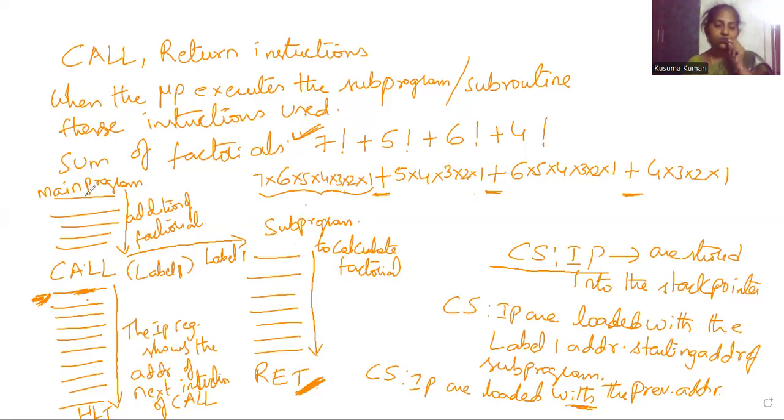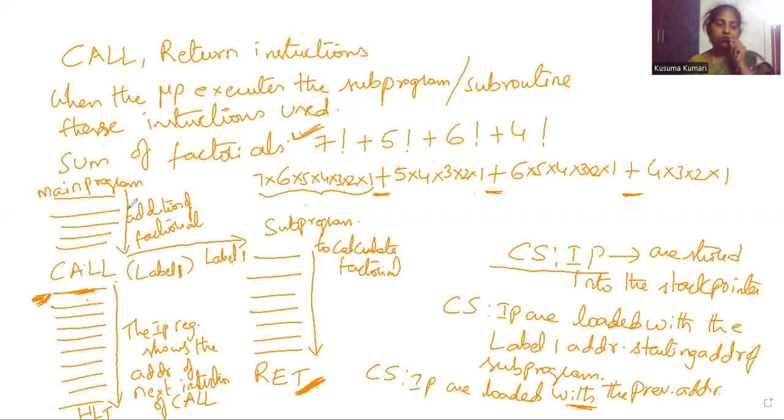The structure is the main program, which has some set of instructions. In the main program, the call instruction is used with the syntax call label 1, followed by the remaining instructions. And this is the subprogram, whose starting address is nothing but label 1. The starting address is mentioned in the call instruction. The last instruction of the subprogram is the return instruction.